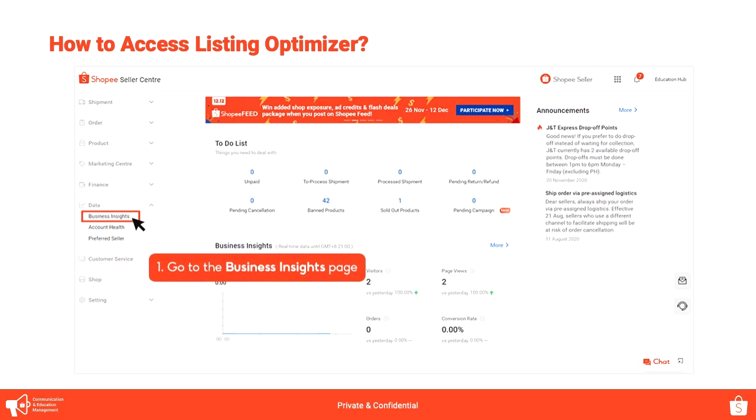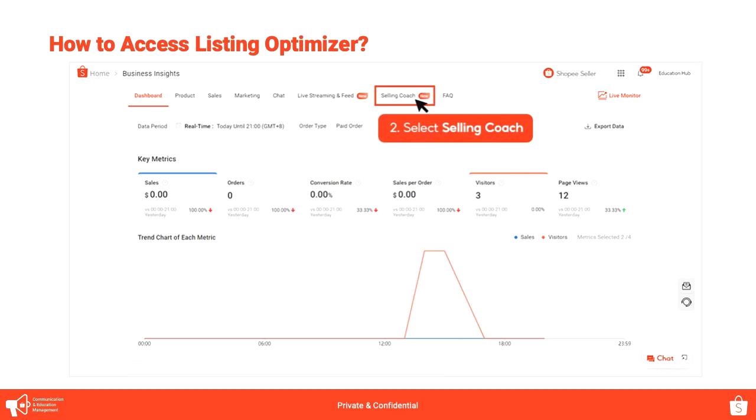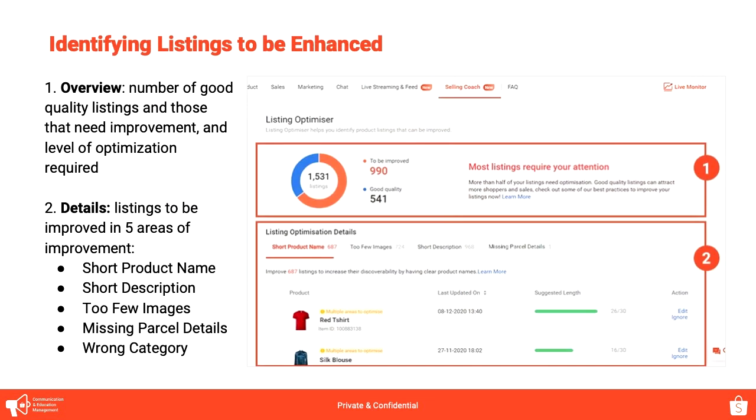So, just go to Business Insights and then select Selling Coach. So, it's under Selling Coach. So, under that, makikita nyo na yung Listing Optimizer. So, paano nyo ma-identify yung mga listings na kailangan ng enhancement? So, pag-click nyo ng Listing Optimizer, yung first na makikita nyo is yung overview.